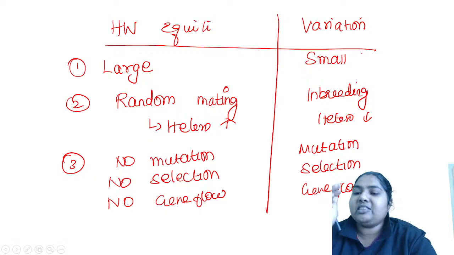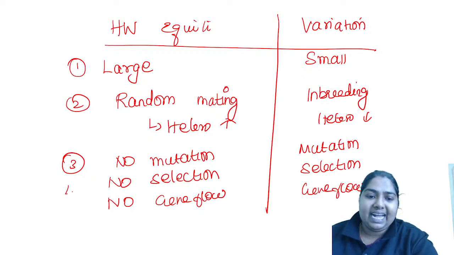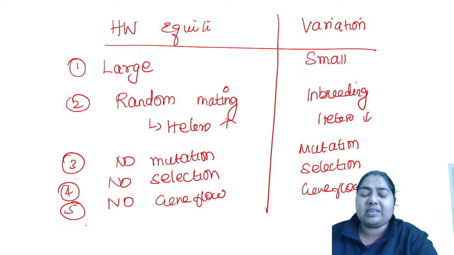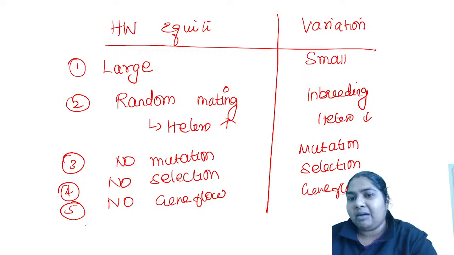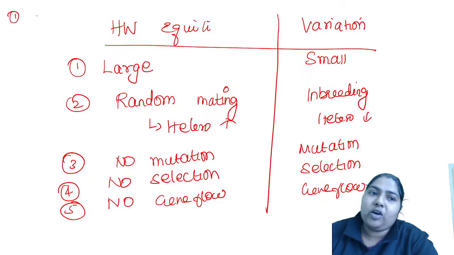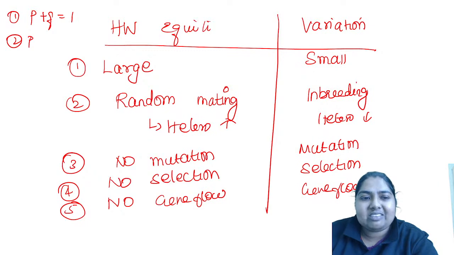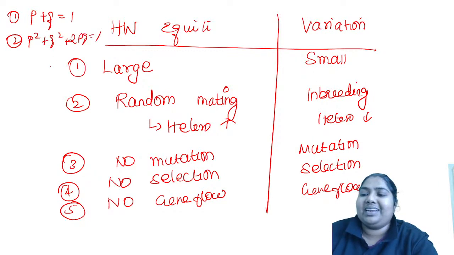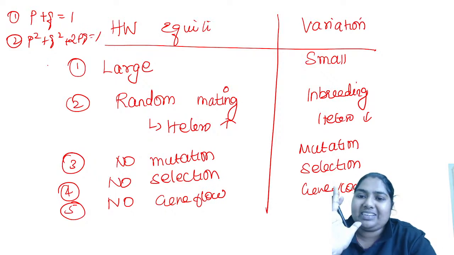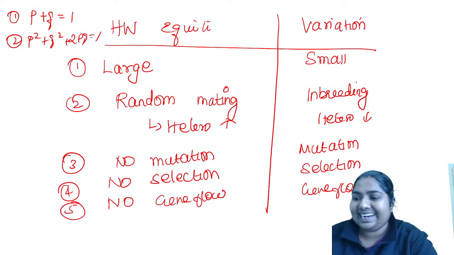Got it? These 5 points are very important. If you know these 5 points, any question is going to become easy for you. There are 2 formulas. One formula is p + q = 1. The second one is p² + q² + 2pq, which is also equal to 1. These 2 formulas and 5 points: you will do a lot of numericals, then you will get it.